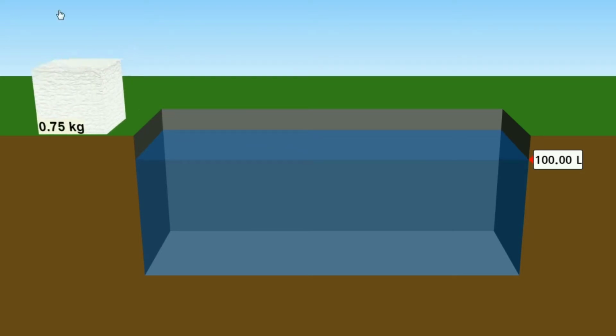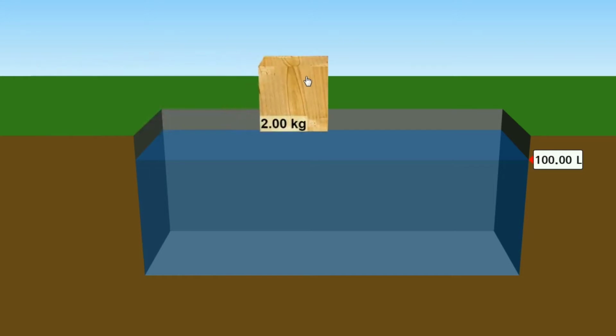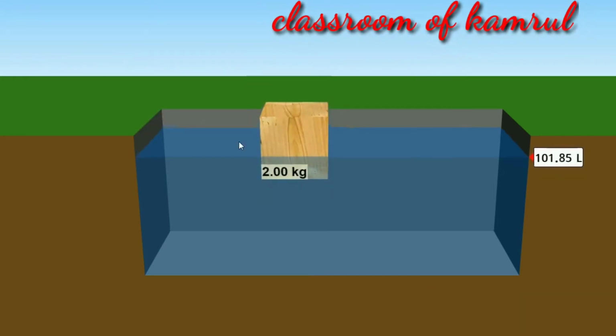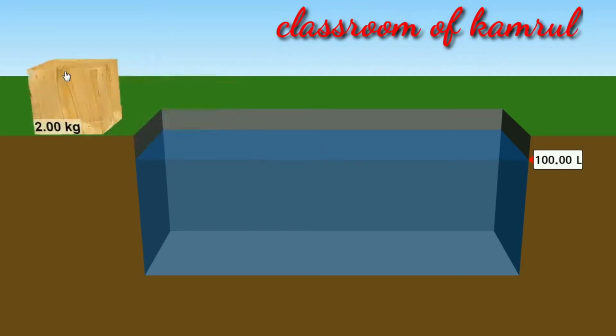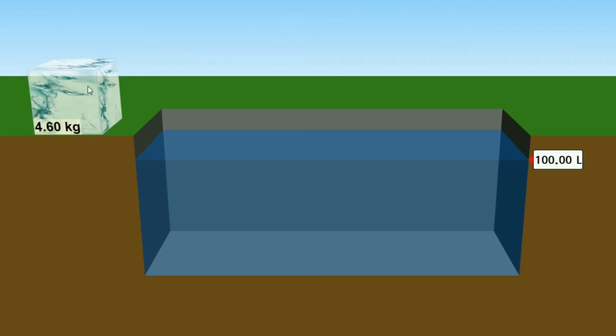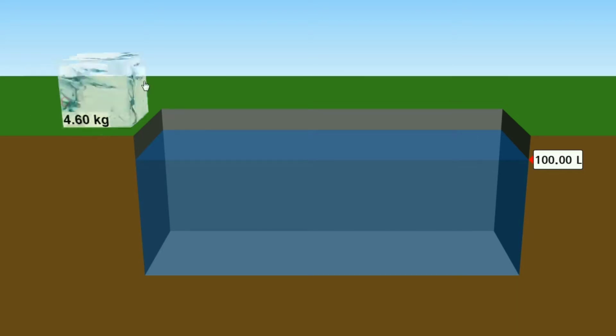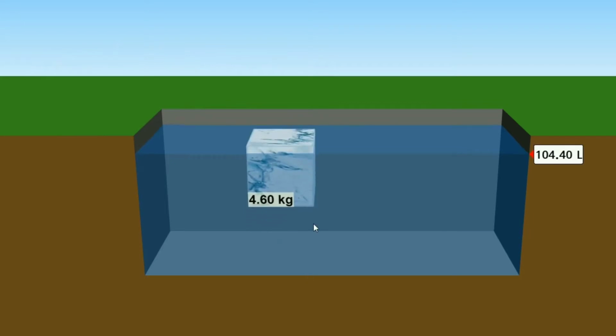So if I add a block of wood instead of styrofoam, what will happen? This block of wood also floats on water, but it sinks more than styrofoam. What will happen if I add an ice block into the water? Look at this one. When I add this ice block into the water, it also floats on the water, but it sinks more than the wood.